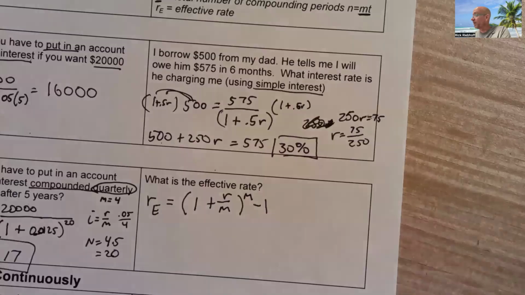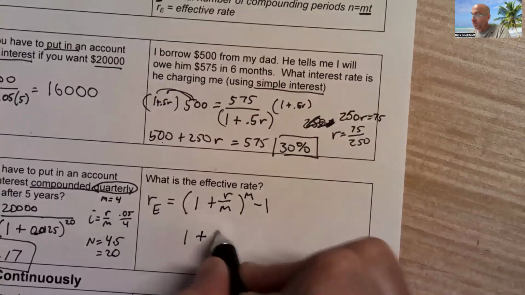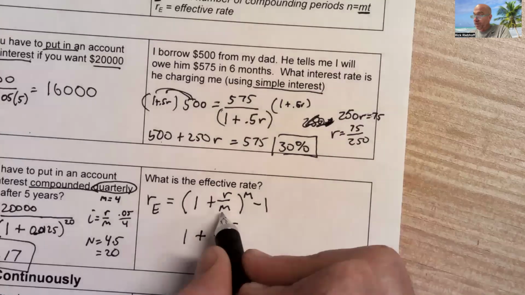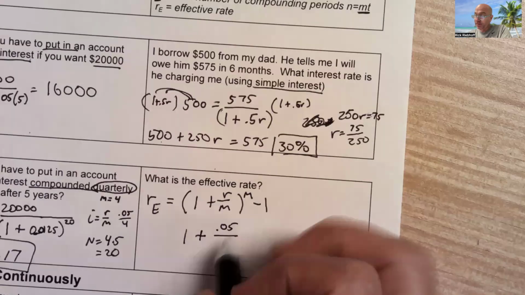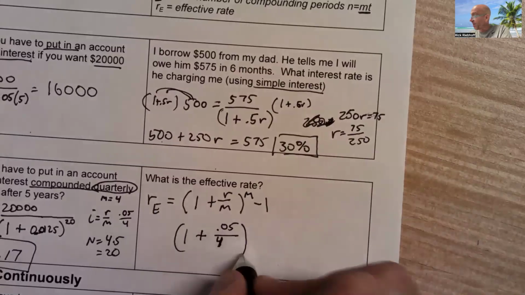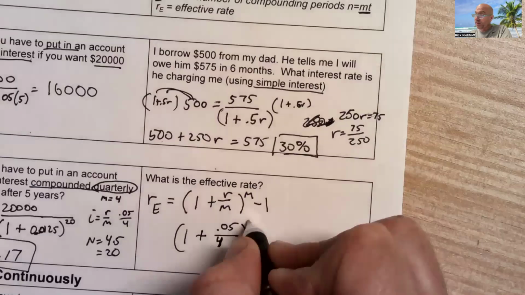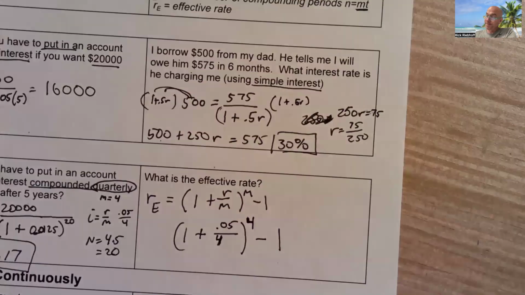Cool, cool. All right, so let's go. This is going to be 1 plus 0.05, interest rate over M. Why didn't they just say 1 plus I over 4? And then that's going to be to the Mth, which is 4. It's the number of compounds per year. So that's going to be to the 4th. And then we're going to subtract 1. There we go. All right, let's do it.